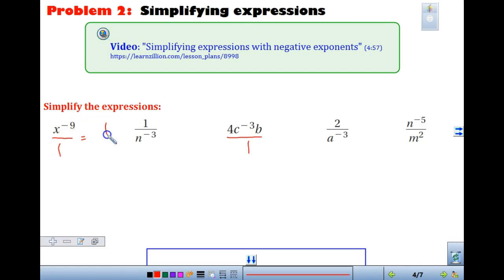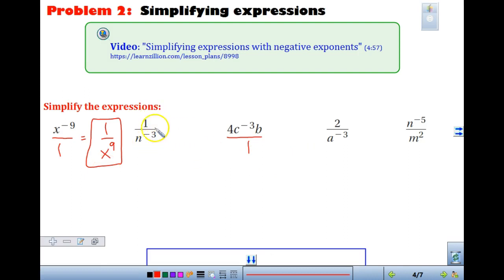To make it positive, we're going to rewrite that as a reciprocal. So 1 over x to the 9th, done. That's my answer. Your goal as we finish this unit is not to have any negative exponents. Write this with us as you're doing, okay?